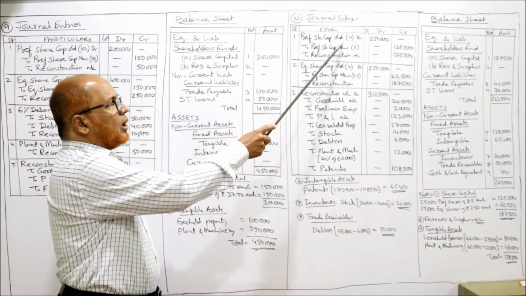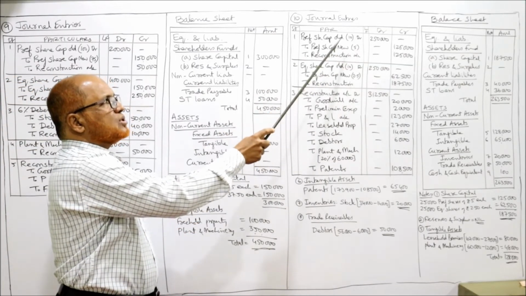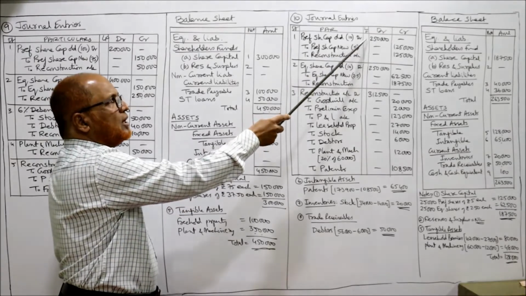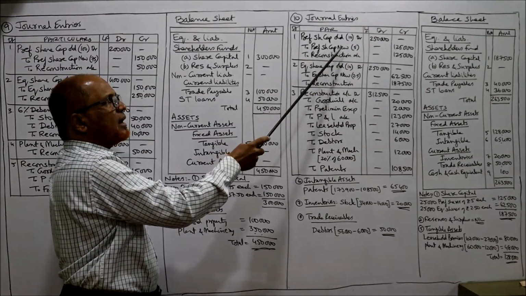Preference share capital old 2,50,000. 25,000 shares of rupees 10 each. Closed. New preference share capital. 2 preference share capital new.